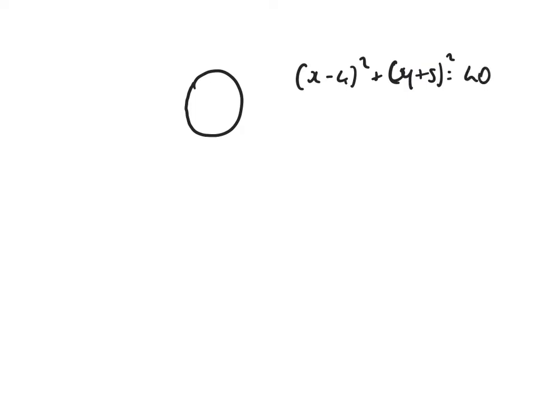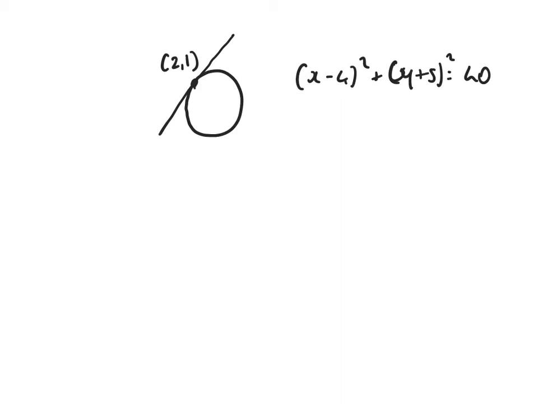We're going to do some work with finding the equation of tangents to circles. Okay, first question, we've got a circle given by the equation (x − 4)² + (y + 5)² = 40. We've then got a tangent that meets that circle at (2, 1), and the question is asking us to find the equation of the tangent.